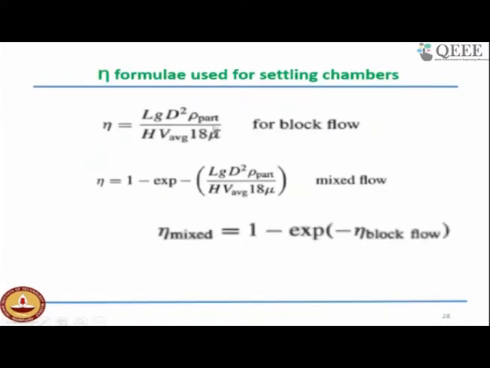These are the equations used for calculating the efficiency of the settling chamber. I'll quickly tell you that L and H are the dimensions of the settling chamber, length and height. D is the diameter of the particle, then the density of the particle, and acceleration due to gravity. This is the velocity at which the gas is flowing. Mu is the viscosity of the air. There are two types of flow you can come across: plug flow and mixed flow.